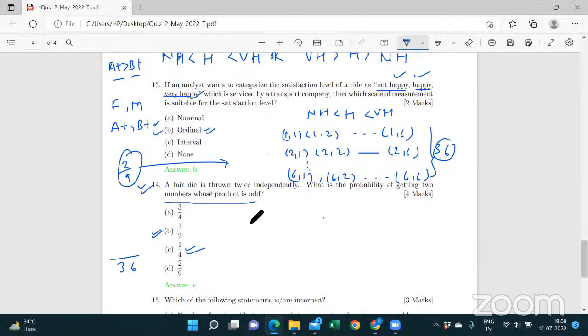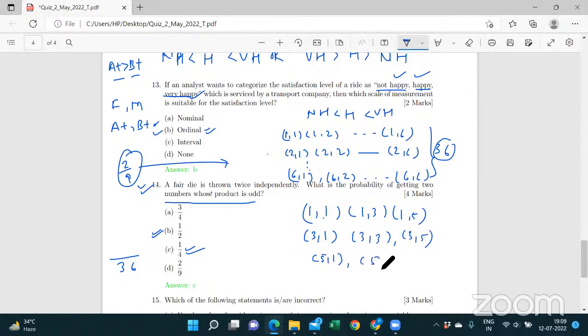Okay, so for getting the product odd, our possible cases will be 1-1, 1-3, 1-5, 3-1, 3-3, 3-5, 5-1, 5-3, 5-5. So these 9 cases are the only ones whose product will be odd. So 9 by 36, that means 1 by 4.